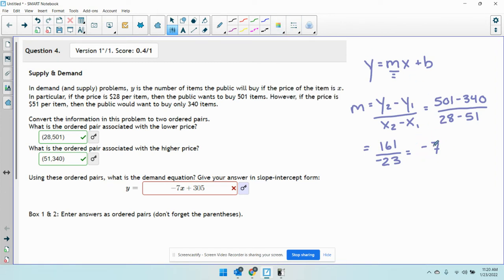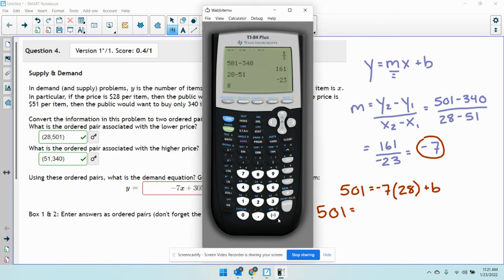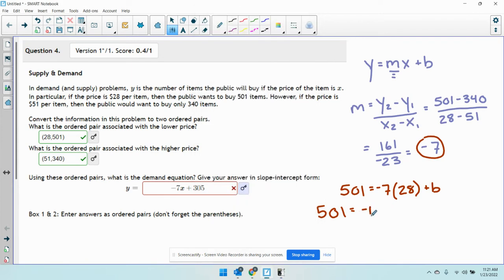So I'm going to take this value for m, this is my m, and either one of my xy's and solve for b. So I'm going to use this xy combination. So when y is 501, m is negative 7, my x is 28, and now I'm going to find b. So I get 501 equals negative 7 times 28, negative 196, plus b. So now I'm going to add 196 to both sides.